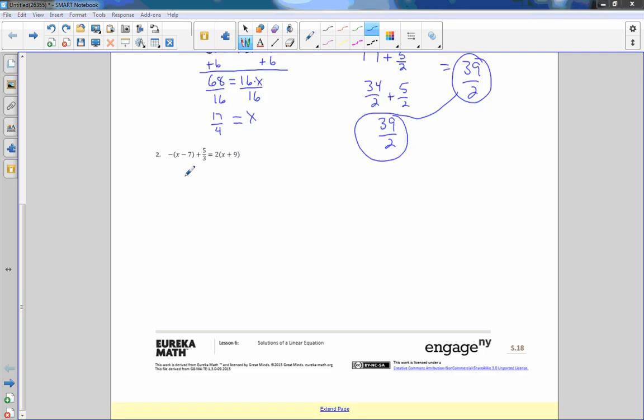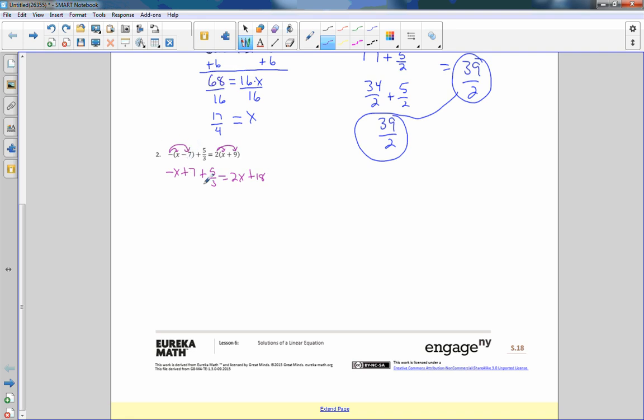Okay, hopefully you've tried this now. Here's number 2. Here's the solution to 2. First thing I'm going to do is distribute and get rid of my parentheses. A negative times a positive is a negative x. A negative times a negative is a positive 7 plus 5 thirds equals 2 times x is 2x. 2 times 9 is a positive 18. So step 1, I got rid of the parentheses.